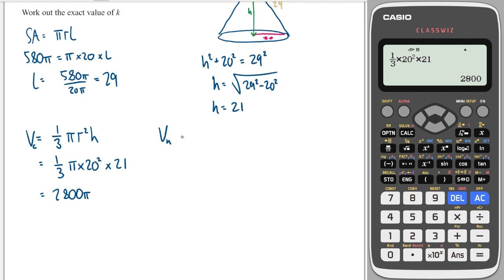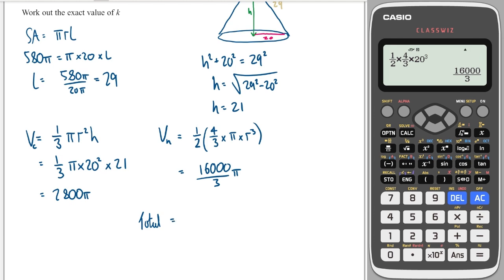The volume of the hemisphere is, it's a hemisphere, so it has to be half of the total sphere, which is 4/3 multiplied by pi times by r cubed. And again, the sphere is given in your formula booklet. So this is going to give me, we can go straight to our calculator for this, 1/2 multiplied by 4/3. Again, I'm going to leave out the pi, and r cubed is 20 cubed, which is 16,000/3 pi. So the total volume are these two things added together. So 16,000/3 plus 2,800 gives you 24,400/3. And that's times by pi.